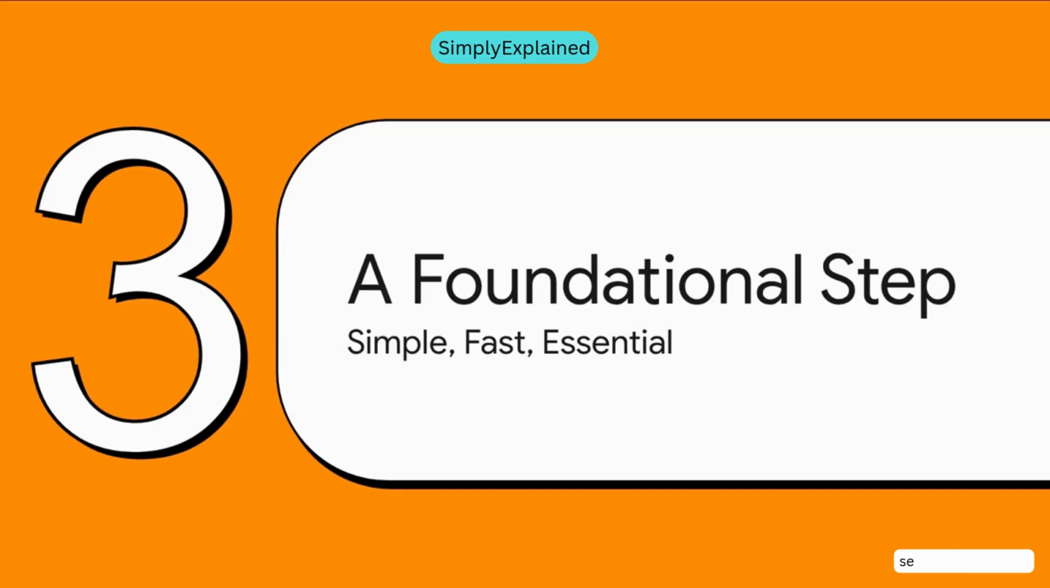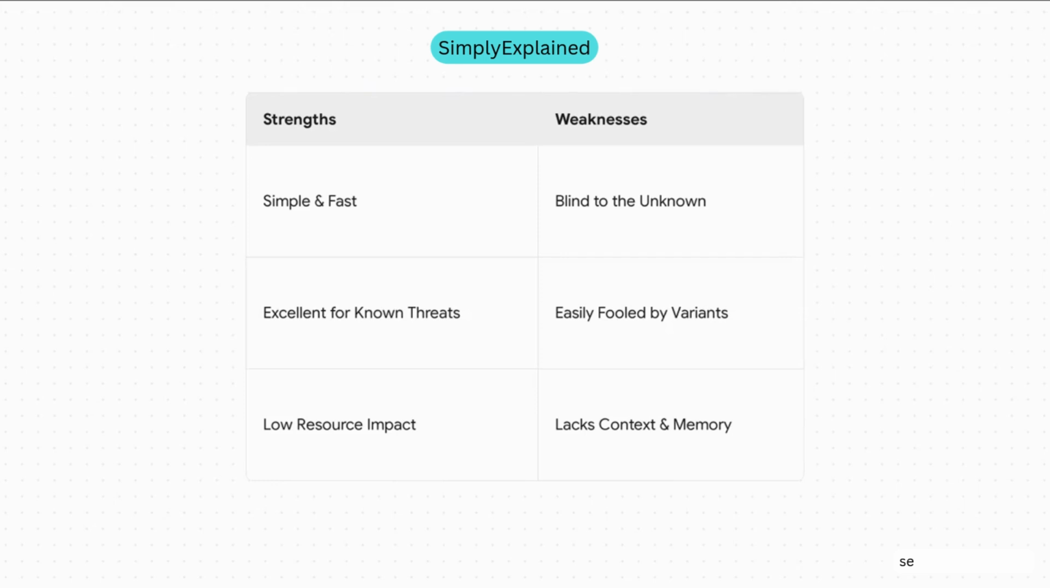Now, after all that, you might be thinking, this system is kind of useless, right? But that couldn't be further from the truth. It's much better to think of it as a foundational first step. It's simple, it's fast, and it is absolutely still essential. So let's look at the final scorecard here. In the strengths column, it's simple, it's fast, and it doesn't bog down your computer. It's fantastic for knocking out the massive amounts of common, known junk out there. But in the weaknesses column, well, it's blind to anything new, it's easily tricked by tiny changes, and it doesn't understand context or have any memory.